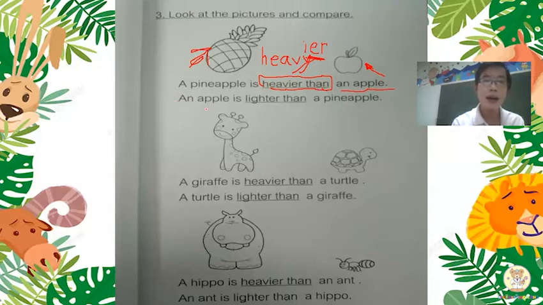An apple is lighter than a pineapple. This sentence is in the opposite way. You can see that an apple is small, smaller than a pineapple. So right now they use the word lighter. An apple is lighter than a pineapple. Again, they also use the word than because than always comes together with a comparative word like lighter.